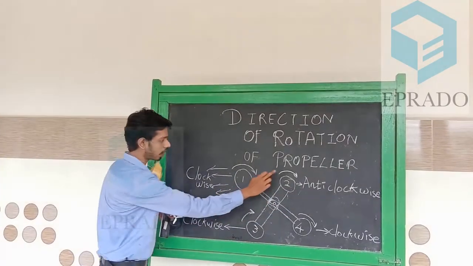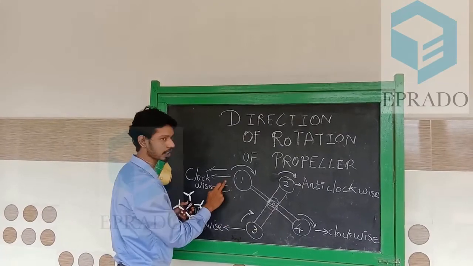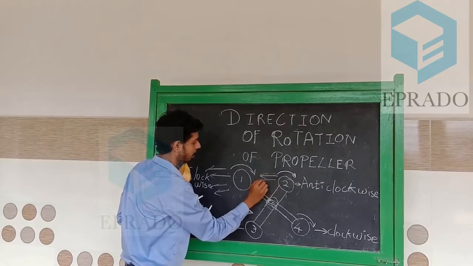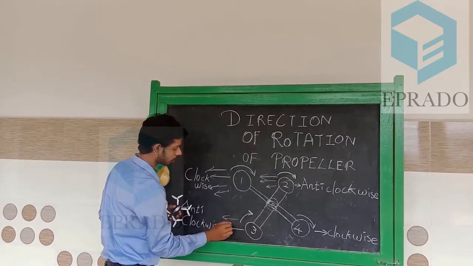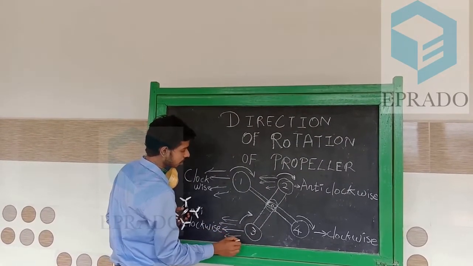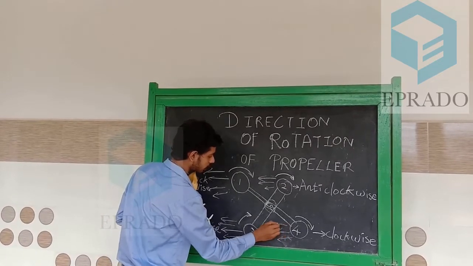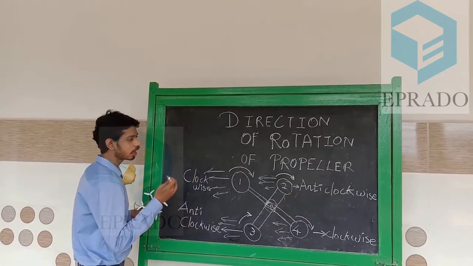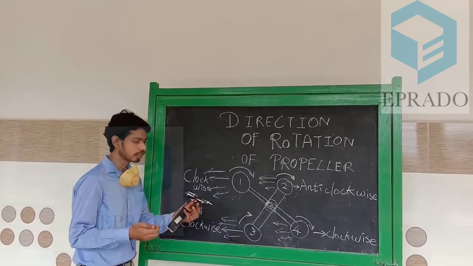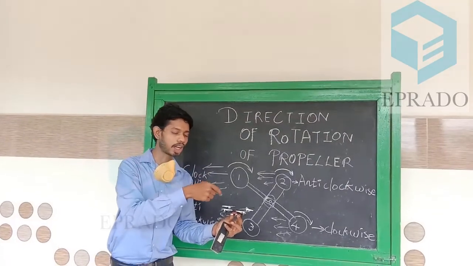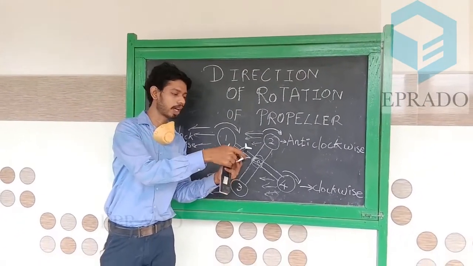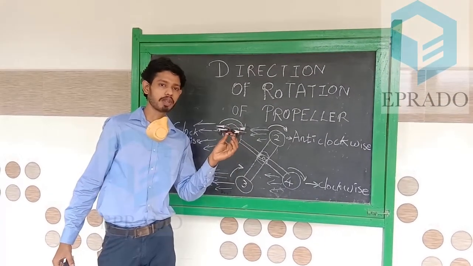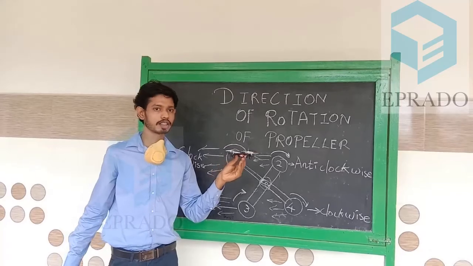So if all the propellers are rotating in the same direction, what will happen? The air around all the propellers will be pushed in the same direction and the drone will start moving in a particular direction. That is, the drone will not be in a stable position. So let us check this.